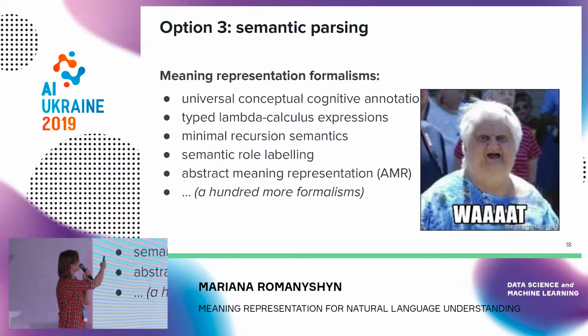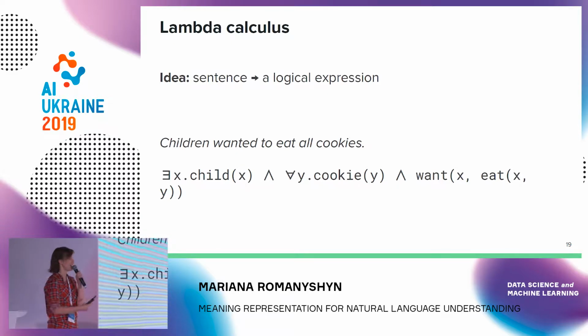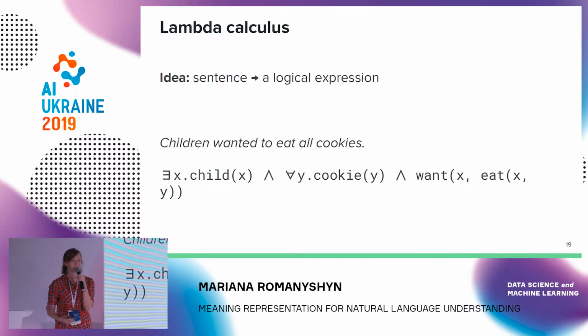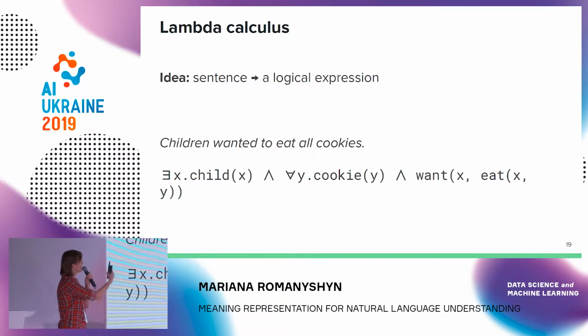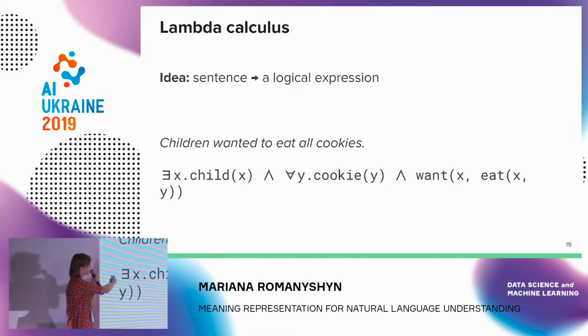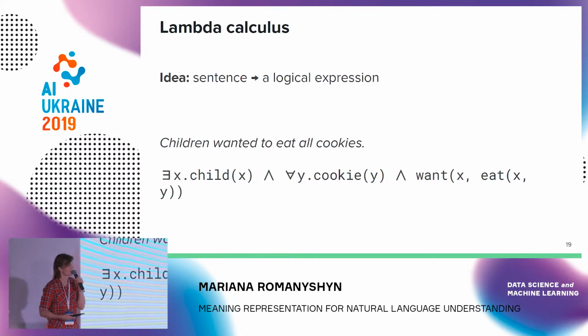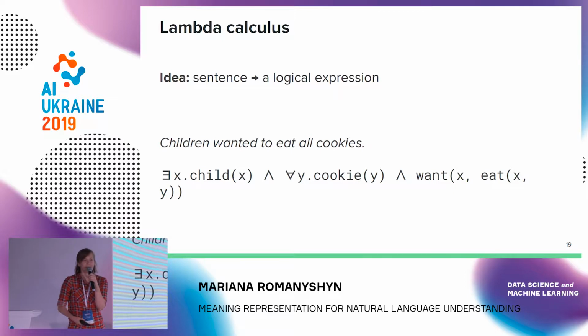So let's look at typed lambda calculus expressions. The idea of typed lambda calculus expressions is to represent a sentence as a logical expression. And when we are transforming the sentence into a logical expression, we can use all kinds of logical connectors. We can use quantifiers like existential and universal quantifiers here, and then find a logical expression that will be equal to true if all of these logical components are equal to true.